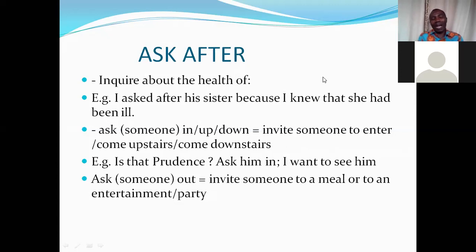Look at where I am now, talking to you right from my home, and you may also be somewhere else, either in your bedroom or wherever. So we are all observing academic distancing, social distancing, religious distancing, observing everything. We need to observe that. So this is not the time for you to be asked out. Shouldn't allow anybody to ask you out. So we need to know how to use all these expressions.